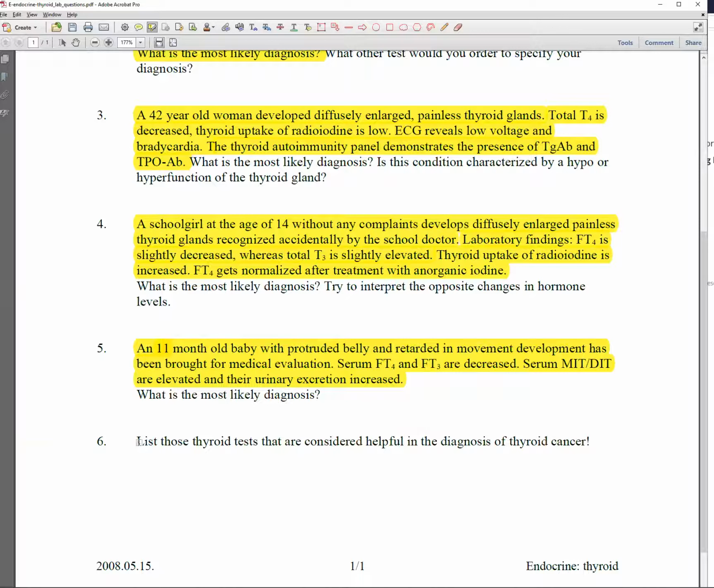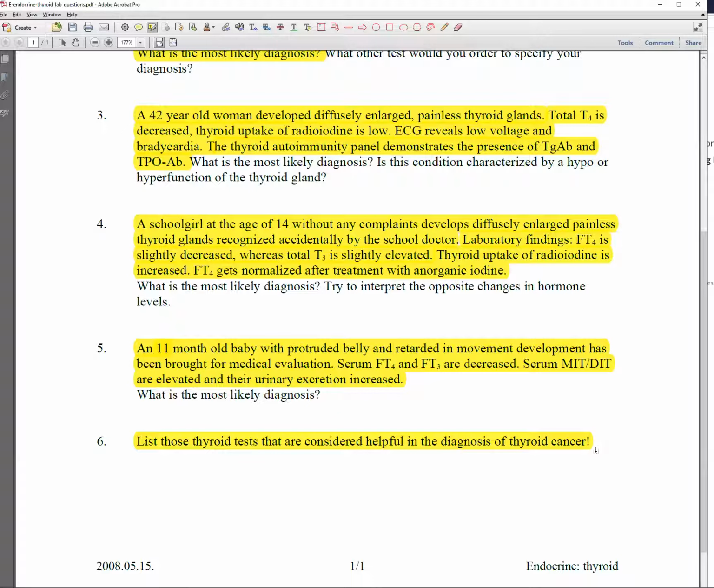Now, let's see the last one. That's a very easy question. List those thyroid tests that are considered helpful in the diagnosis of thyroid cancer. We can use ultrasound, scintigraphy, needle biopsy, and also we can look at the thyroglobulin concentration of plasma and the calcitonin level. Yes, calcitonin, very good.